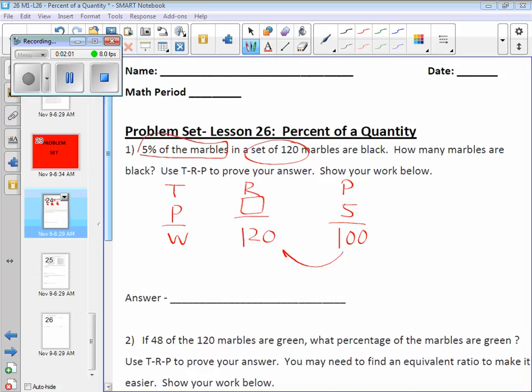Will 100 go into 120 evenly? No. So you can't use constant. Now I'm going to look here. Does 5 go into 100 evenly? Times 20. Now you got to figure out on this side what number times 20 makes 120. I used the constant. I did times 1.2.